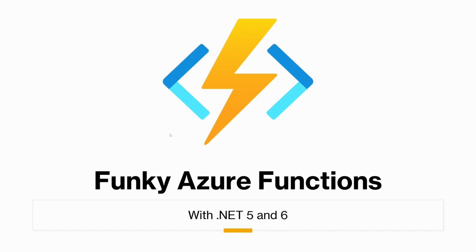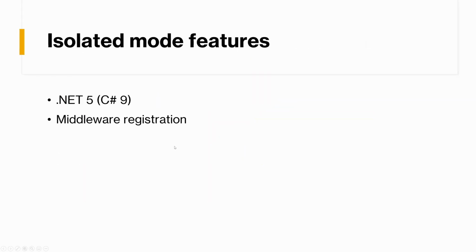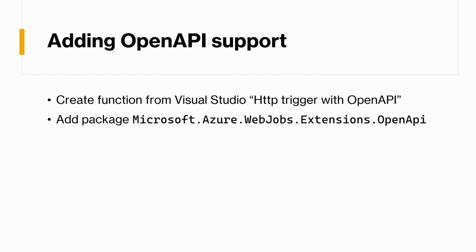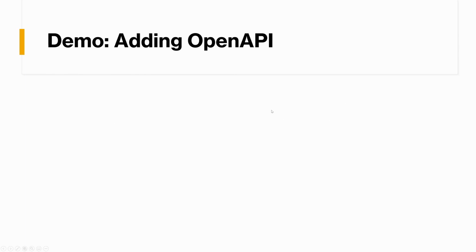So let's jump in. We'll skip back to the part where we got up to just before the demo that didn't work before. We're talking about adding OpenAPI support to Azure Functions. Just to recap, you can do that out of the box if you're using the latest versions of Visual Studio, creating a new Azure Function project, and then choosing the HTTP trigger with OpenAPI option. Alternatively, for an existing Azure Function project, you can just add a reference to the NuGet package microsoft.azure.webjobs.extensions.openapi. But let's jump in and have a look at a demo.